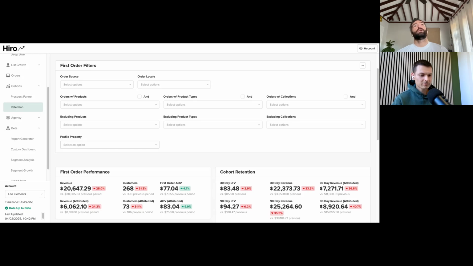I think that's always one of the hardest things for us to do as retention marketers: where are the most valuable first time purchasers coming from? And I think this profile property filter can help with that a lot. And we've seen a lot of agencies take that and run with it.